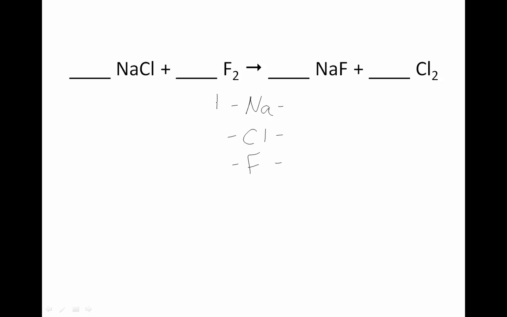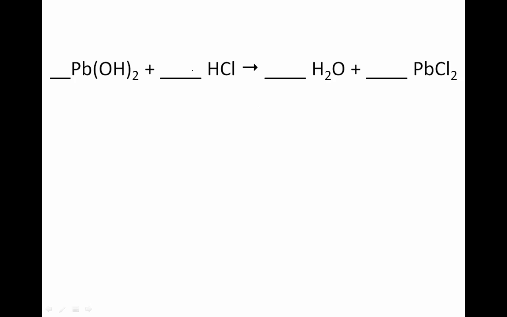Alright, 1 sodium on the left, 1 chlorine on the left, 2 fluorines on the right, 1 sodium on the right, 1 fluorine on the right, and 2 chlorines on the right. So in order to get my chlorines to balance, I can multiply that by 2, which would change that to a 2 and that to a 2. In order to get my fluorines to balance, I need to make that 2, which would make my sodium 2 and my fluorine be 2. And now I'm entirely balanced. Let's see if the answer agrees with me. Good. Alright, next one. We've got a bunch more here to work with.